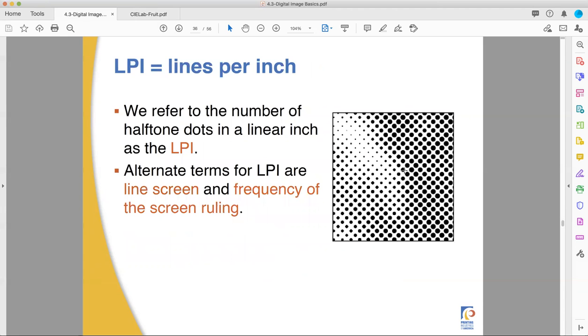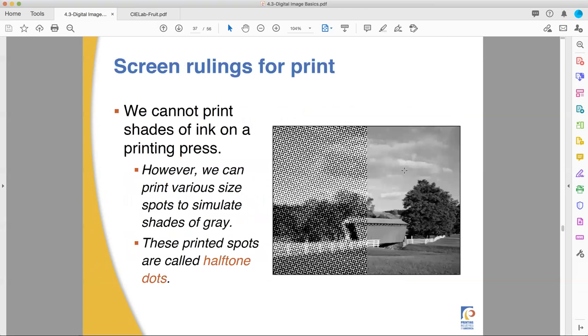So lines per inch is the number of halftone dots per inch, LPI. It's also known as line screen or screen ruling. Since we can't print shades of gray, we can only print yes ink or no ink, we approximate it by printing dots that are larger or smaller. Remember, bigger dots means darker colors, smaller dots means lighter colors. That's a halftone.